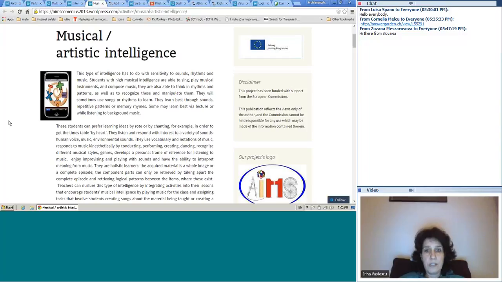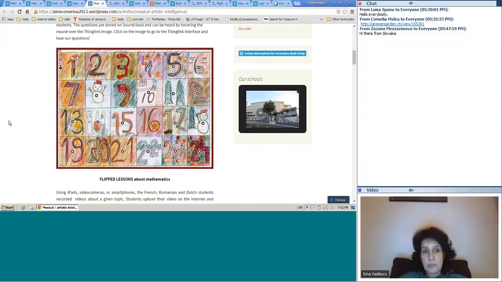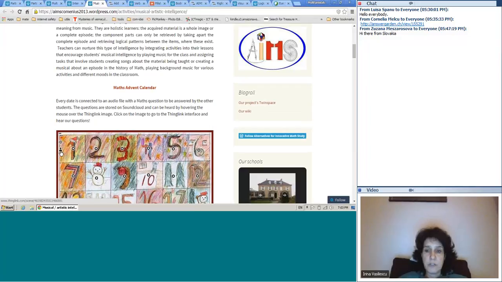The second type of intelligence that we have focused on was the musical, and we also said musical artistic intelligence. This is also a Thinglink interface, a Thinglink image. This is an advent calendar that was created by one of my students, and on each day from December 1st to December 24th, there is a link to a SoundCloud sound file with a math problem recorded by one of the students, and of course the partners answer these questions, and you can see all their answers on our TwinSpace, because as I already said, the blog only comprises the most relevant, selected activities. There is much more on the TwinSpace that you can access from here.